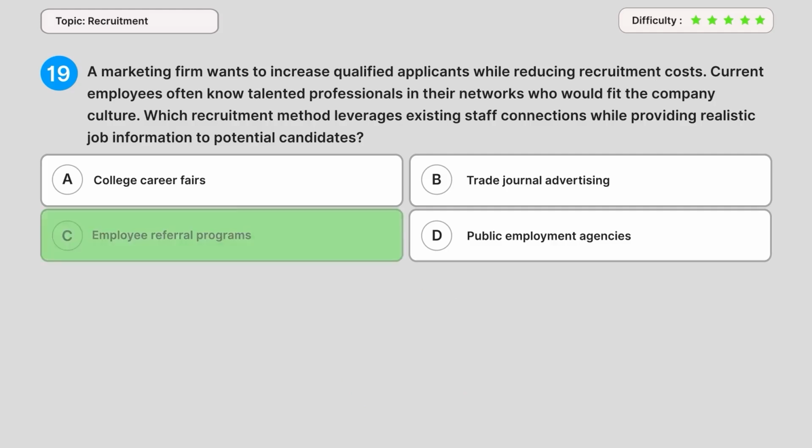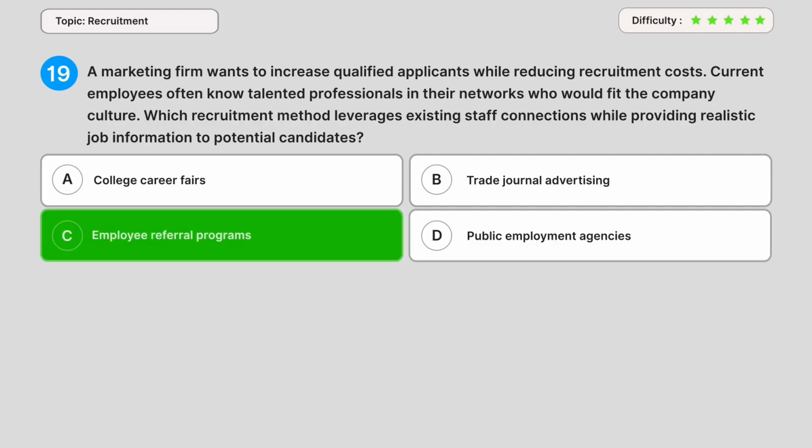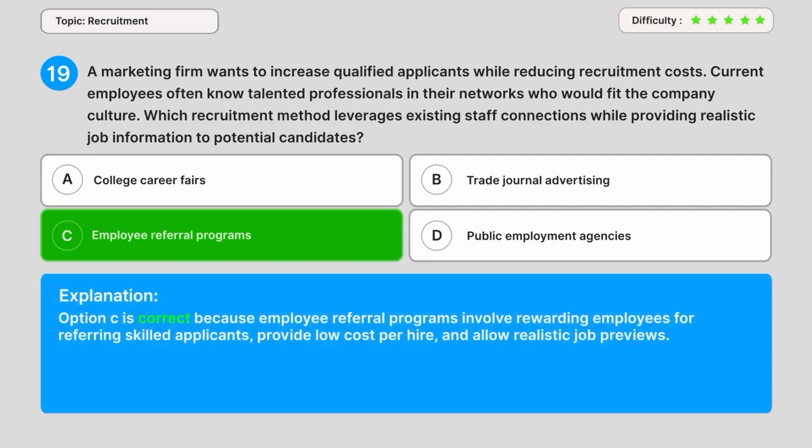Correct answer, C. Employee referral programs. Explanation. Option C is correct because employee referral programs involve rewarding employees for referring skilled applicants, provide low cost per hire, and allow realistic job previews.